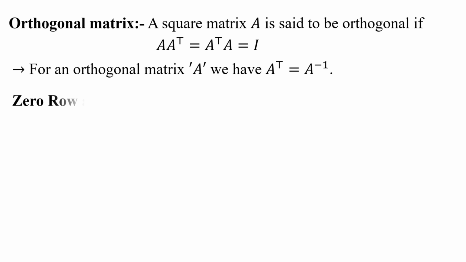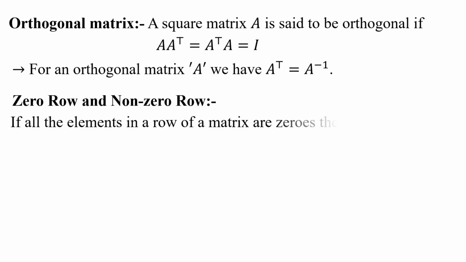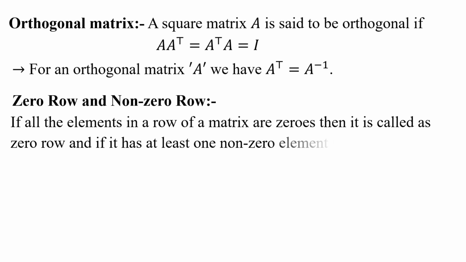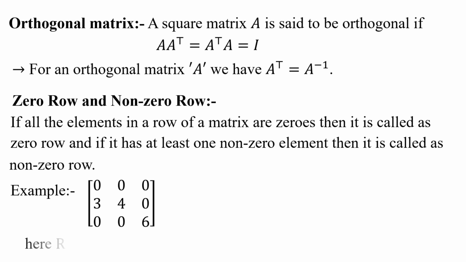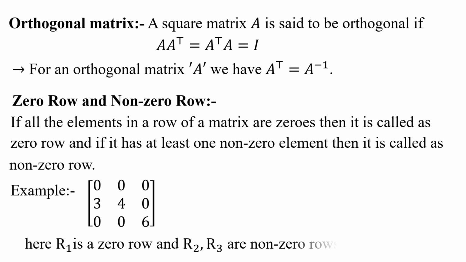Zero row or non-zero row. If all the elements in a row of a matrix are zeros, then it is called a zero row. And if it has at least one non-zero element, then it is called a non-zero row. So in the example, the first row is a zero row, second and third rows are non-zero rows.